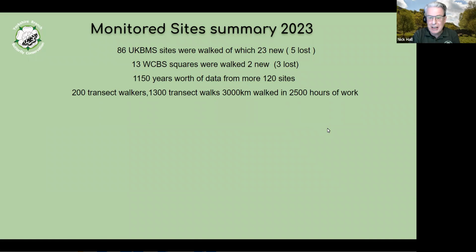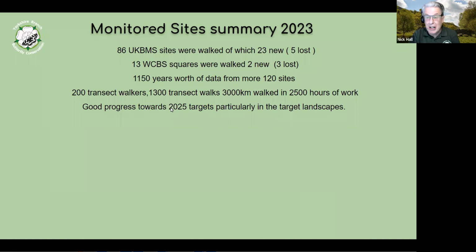We're also making good progress towards our 2025 target, which I originally set for 100 transects. I revised that up this year to 140 transects, because I think we can do it. And we're going to reach the 100 transects probably this year. So that's the third year since I've been doing this. So I think we can up the target somewhat.